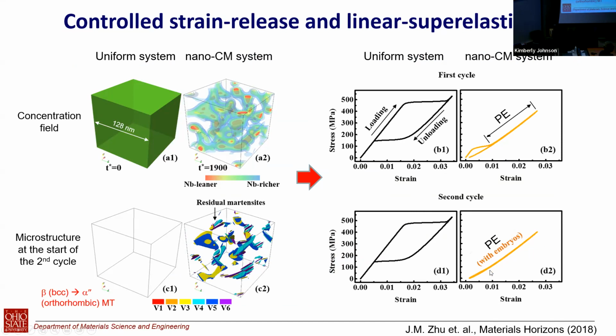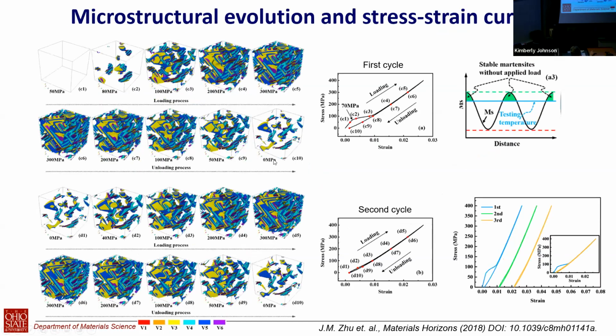The elastic modulus is much lower compared to the uniform one. This is a combination of elastic and pseudoelastic modulus. We can track the microstructure change, by the way, done by the phase field simulation. This is the first cycle upon loading, and this is unloading. In the second cycle, you already have a stable martensite. Upon loading, and then unloading, you return exactly to a microstructure similar to this one.